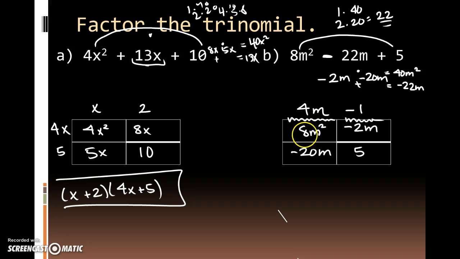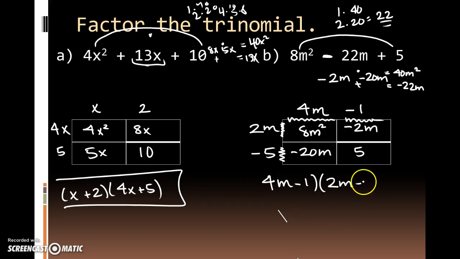Keeping it pushing. 8m squared and negative 2m. I know it's going to be positive because the number closest to the edge is positive. What goes into 8 and negative 2? 2. What goes into m squared and m? Just m. Negative 20m and 5: negative 5 is in common for both of those. Remember, the sign closest to the edge is negative, so this is negative. So the answer is 4m minus 1 times 2m minus 5.